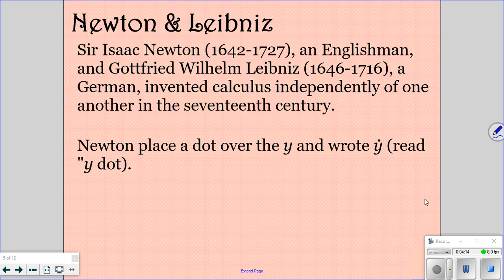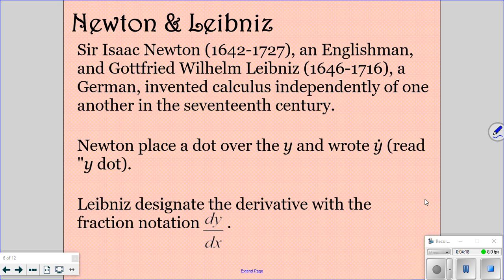That's where the y prime comes from. And then Leibniz designated the notation dy over dx. And so that's why we have two different notations. They are both useful depending on what you are doing. So don't try and pick one or the other to use, because both of them are used throughout calculus.